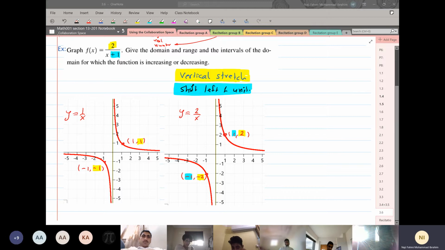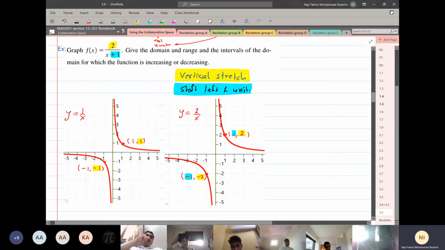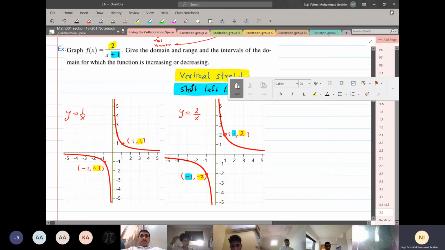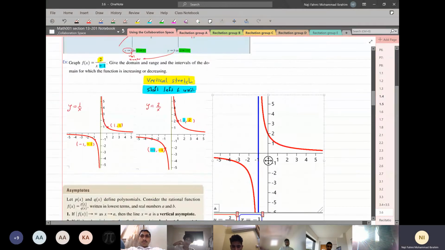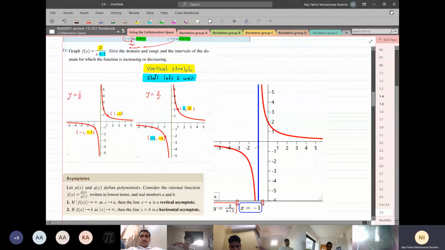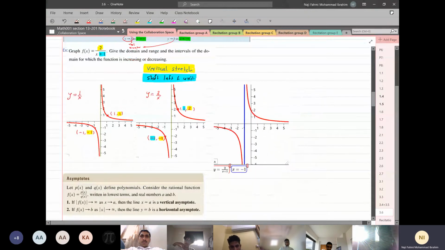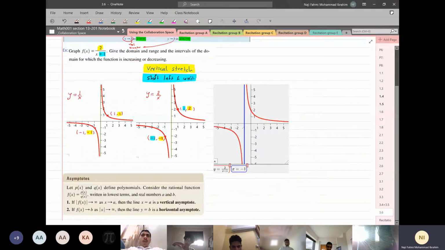If I shift this to the left, because this is a value for x, what will my new asymptote be? X equal -1. Negative 1, not 1, because we are shifting to the left, not to the right. So this will be our graph here.